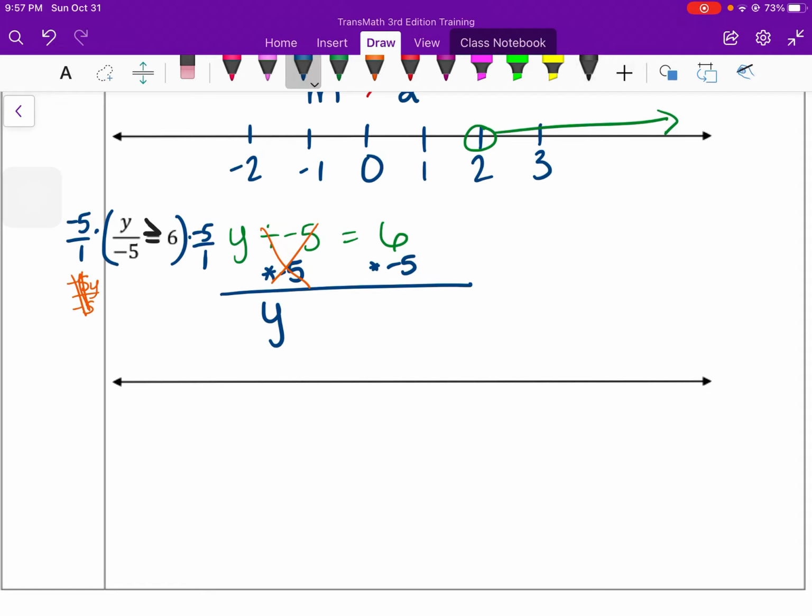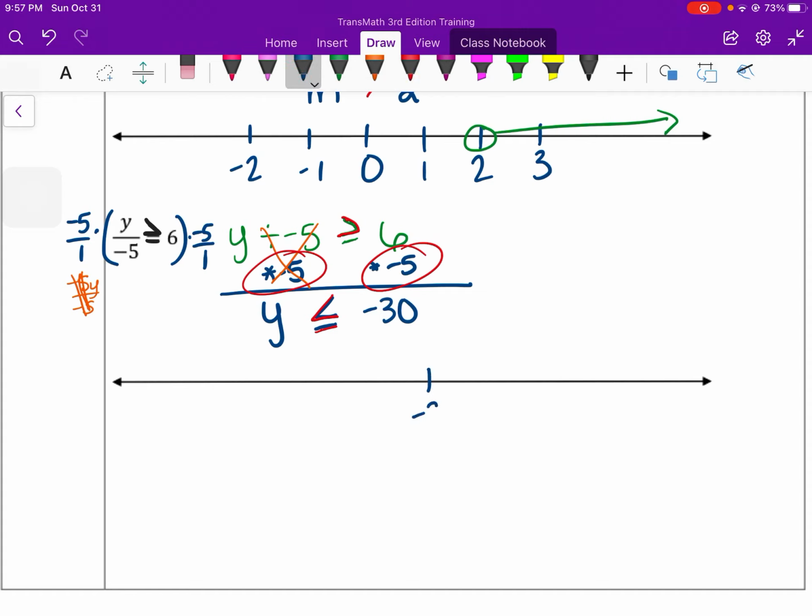Y is greater than or equal to 6. So then 6 times negative 5 will be negative 30. And because I multiplied by a negative 5 in this case, I do have to reverse the sign. So it started as greater than, so we flip it around and it'll be less than. And that's because we multiplied by a negative number.